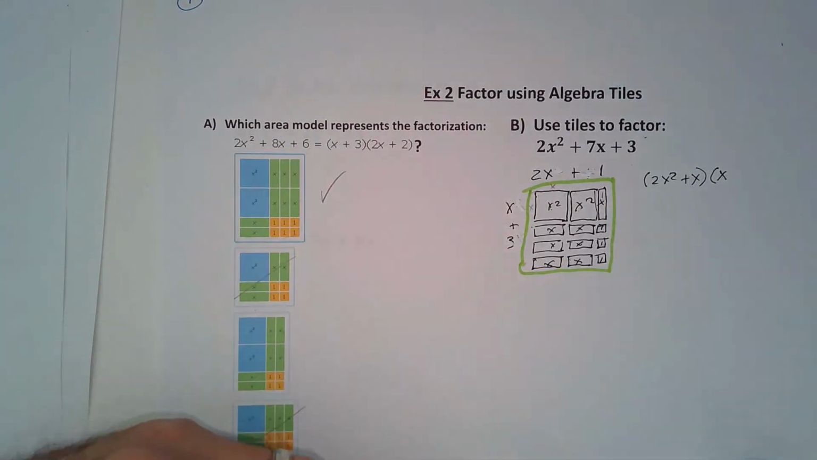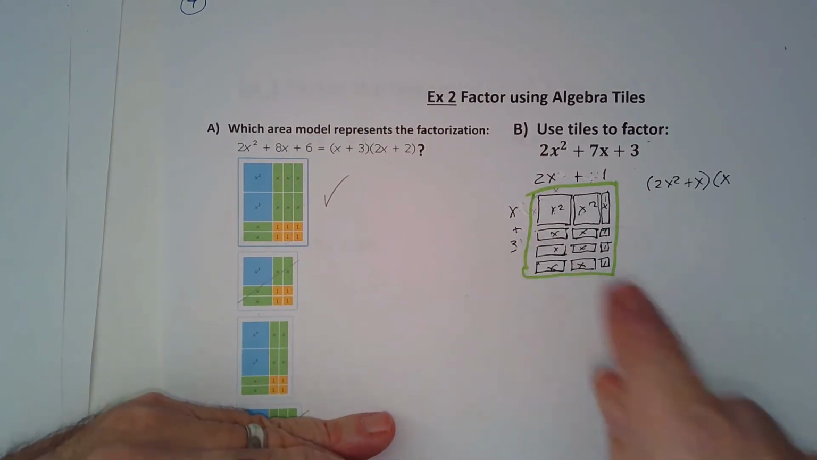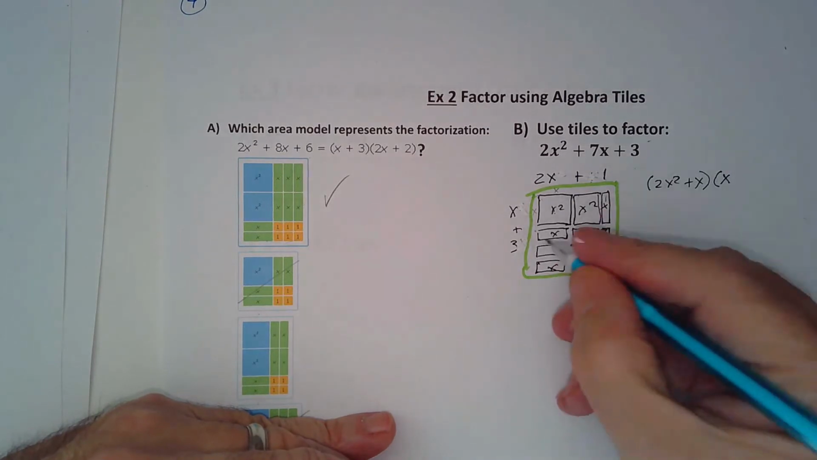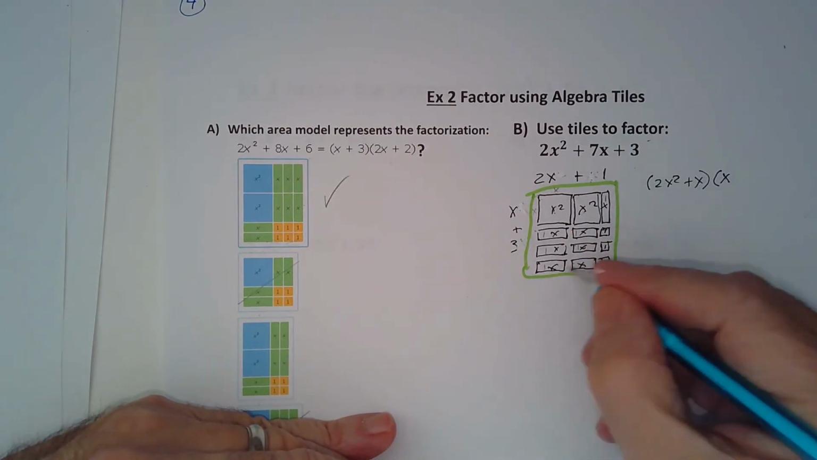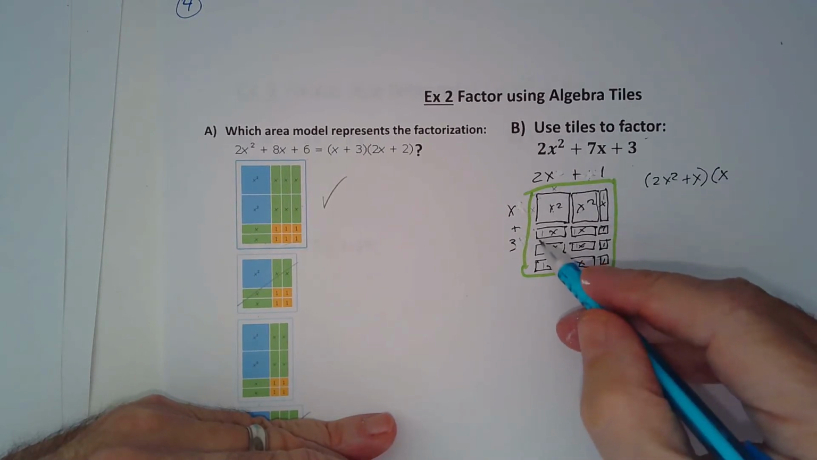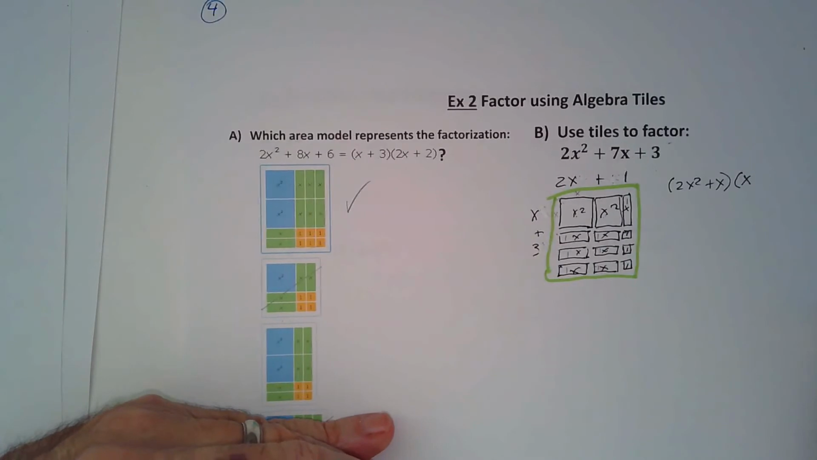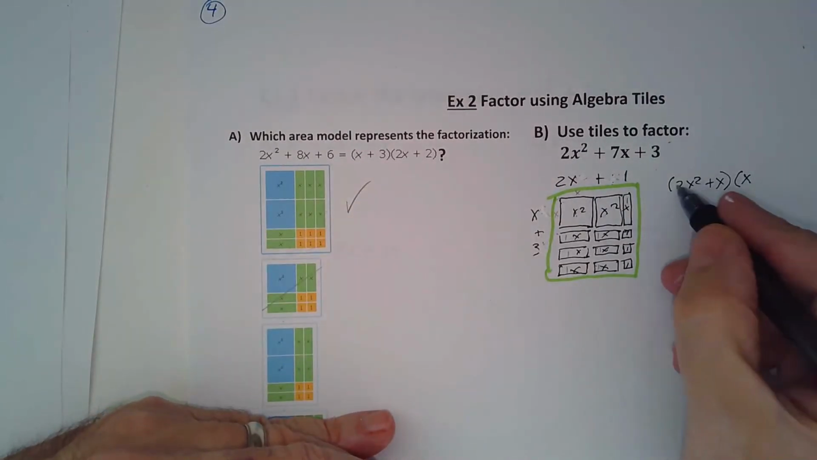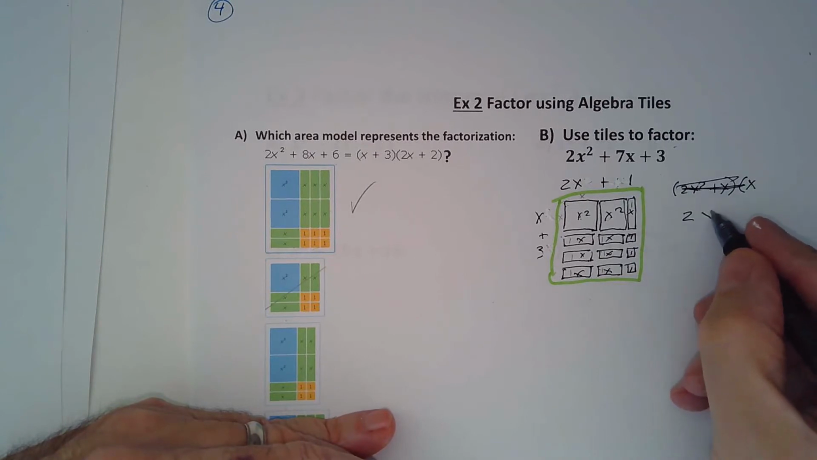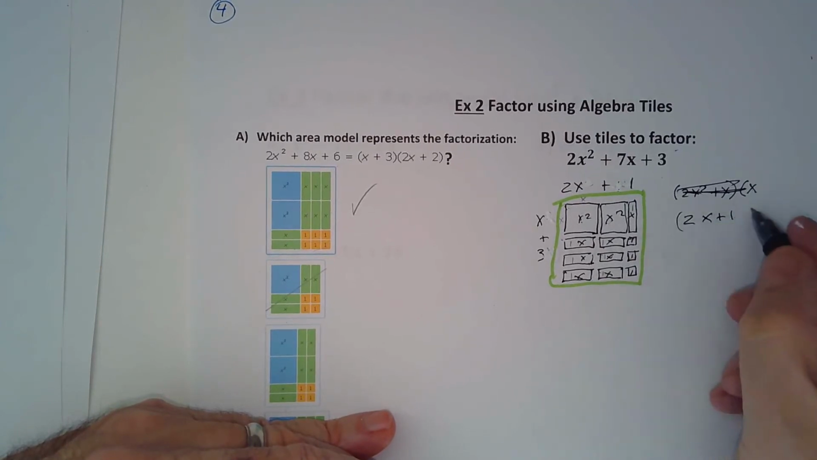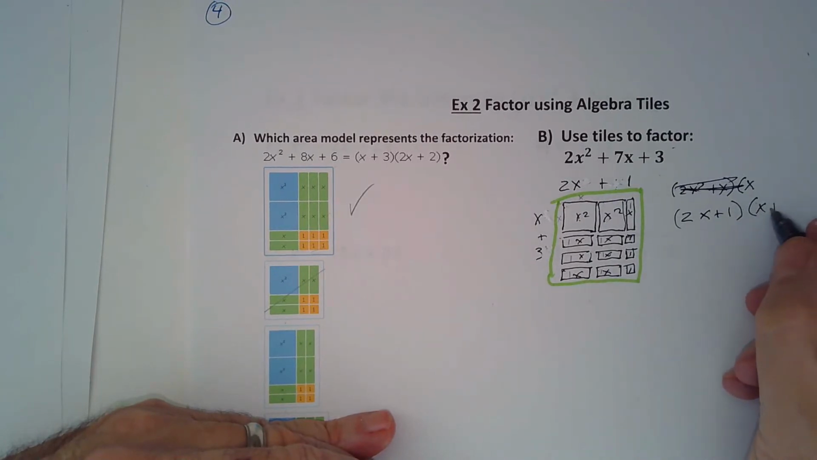And this is x plus, again, this is 1x here. So 1x, these are each 1x. So it's 1 on this side, right? So there's 3. So you end up with, let's just get rid of this. You end up with 2x plus 1, right? Times, down here it's x plus 3.